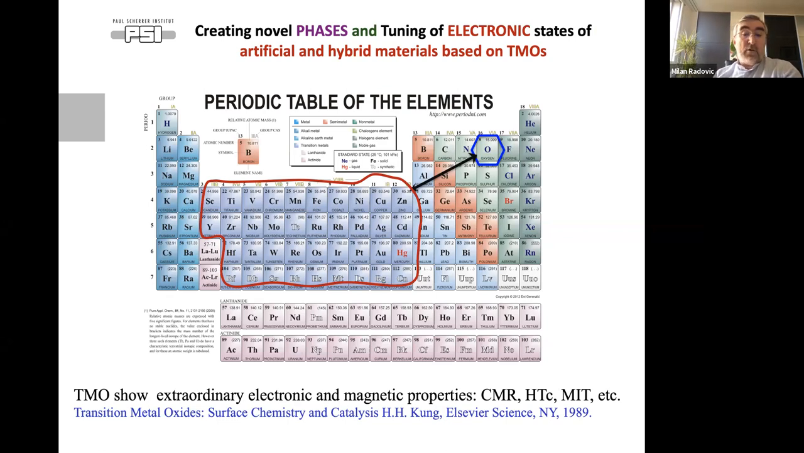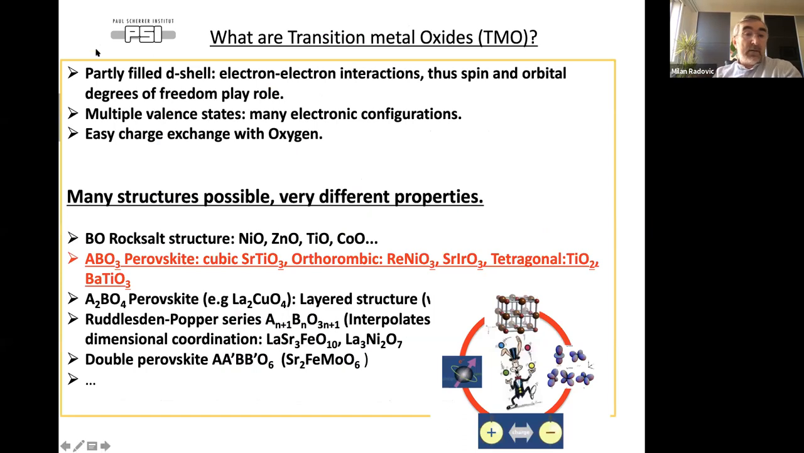So if you go a little bit further, what can we say about why transition metal oxides are interesting, fascinating, and why they open such a large field? Because of, let's say, three main reasons. The first is that they have a partially filled d shell. When you have that, that immediately opens up electron-electron interaction.